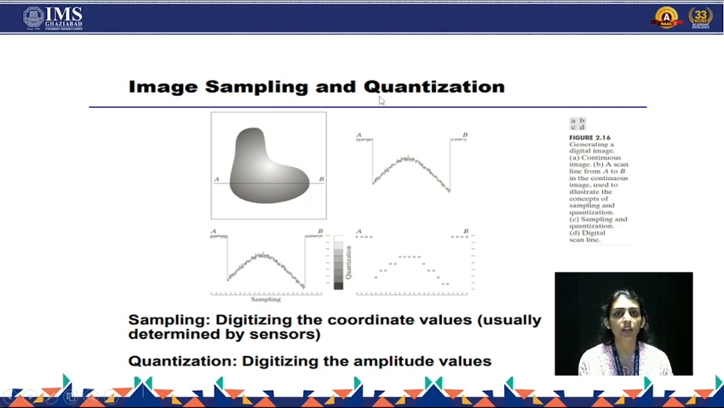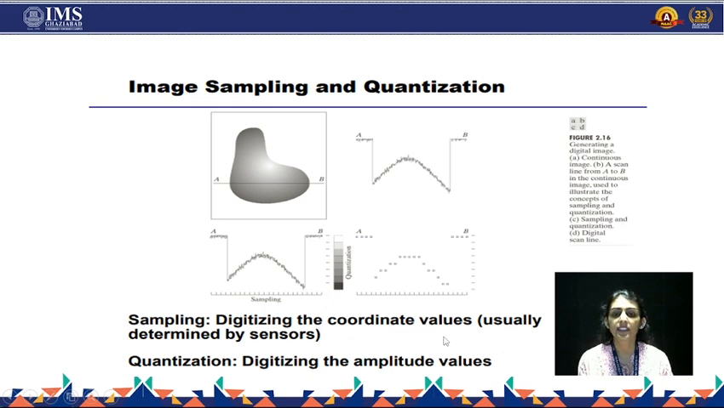Now what is image sampling and quantization? The first image is a continuous image, that means it is a captured image. This is the actual image that we are seeing. B is the scan line from A to B in the continuous image, which illustrates the concepts of sampling and quantization. C shows the sampling and quantization that we are doing upon this scan line, and D is the digital scan line.